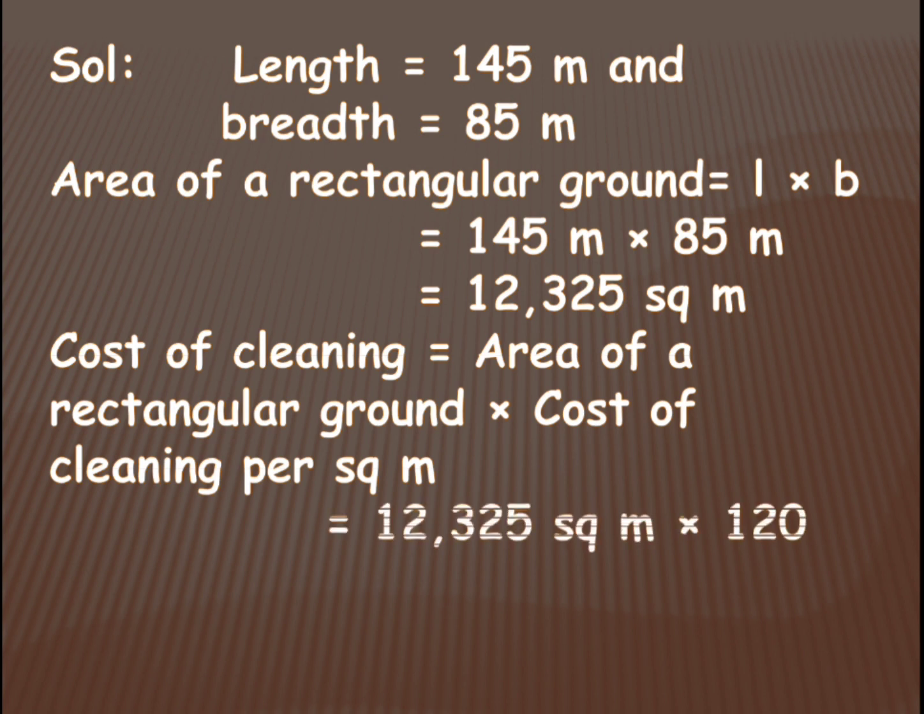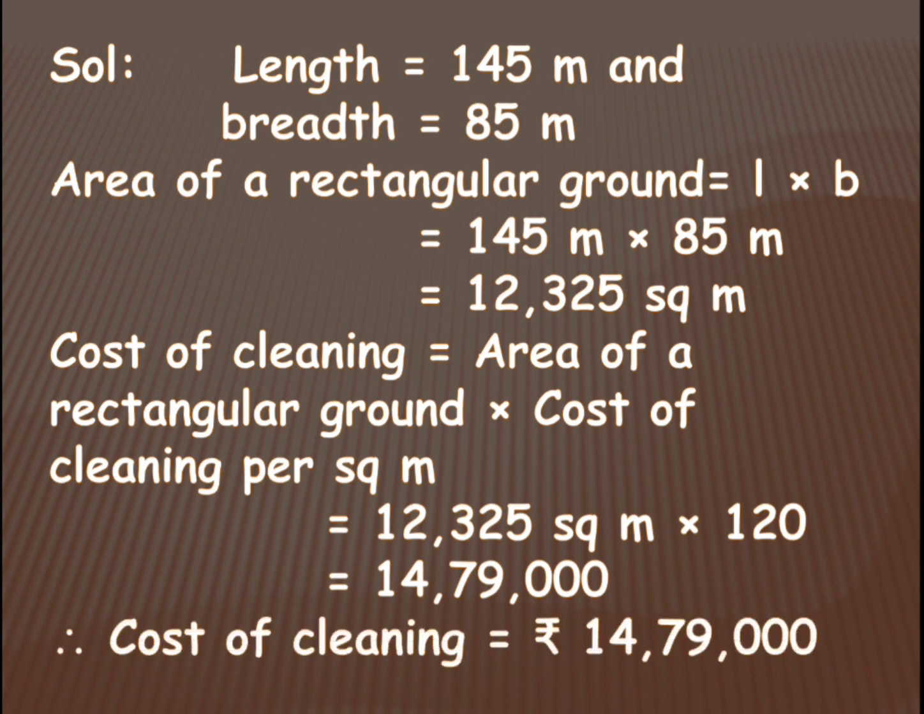That becomes 12,325 square meters into 120 rupees. So this also, if you do the multiplication, you can do it in your rough column, in your working column, or you can do it here only. Okay, 5 digit into 3 digit, it will be the same. Okay, so if you do, you will get the answer as 14,79,000. Okay, so the cost of cleaning is equal to 14,79,000 rupees. Okay, children, so this is the real time problems where we use the area concept.